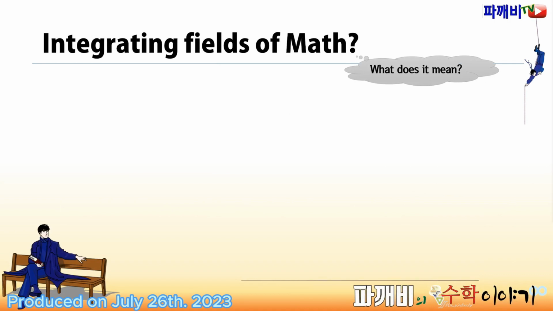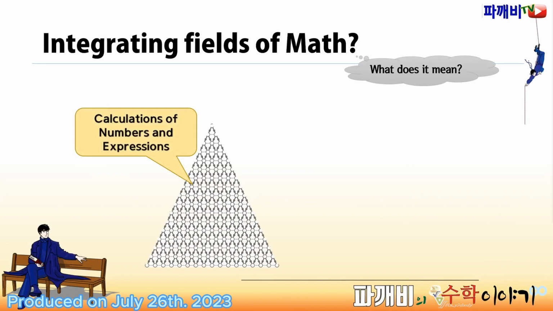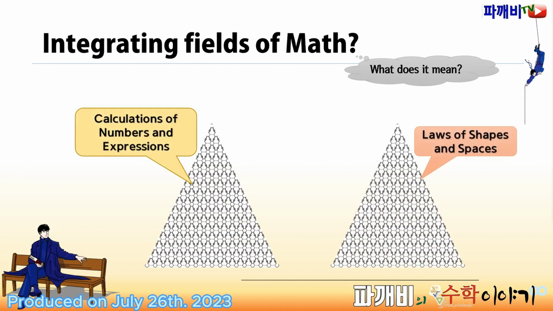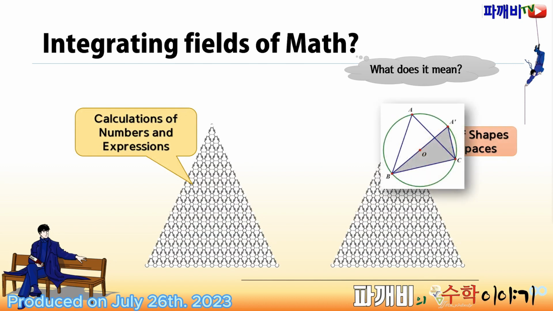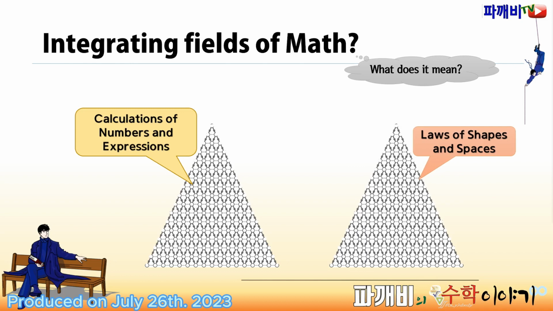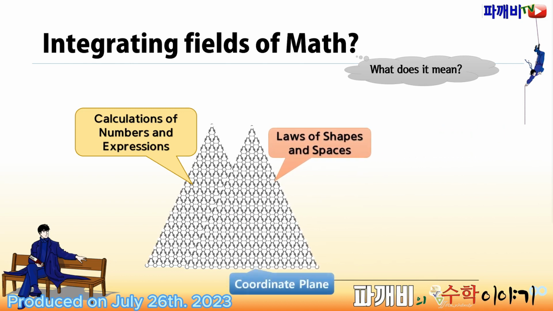Mathematics has several fields. For instance, there's a field for calculating numbers and expressions, like this. However, there's also a field studying the laws of shapes and spaces. These are subjects known as geometry. The problem is that although all these subjects are called mathematics, they are quite different from one another. There is one way to integrate them, like this. It is the coordinate plane that neatly organizes this overlapping area.